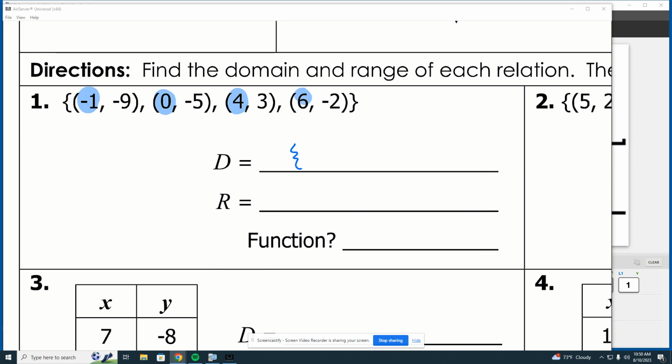There they are. Now, I personally like to put them in numerical order, but if you don't put them in numerical order, you think I'm going to mark them wrong?